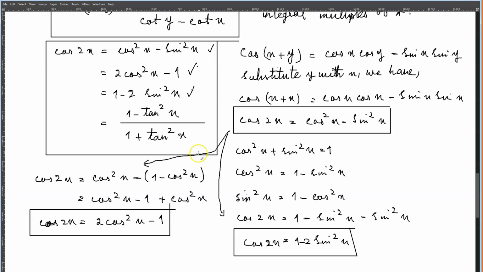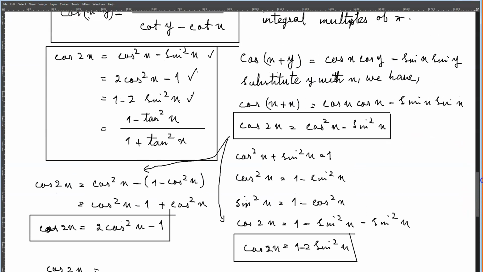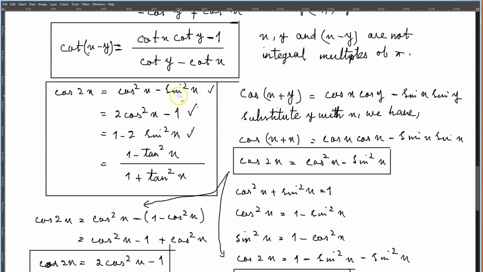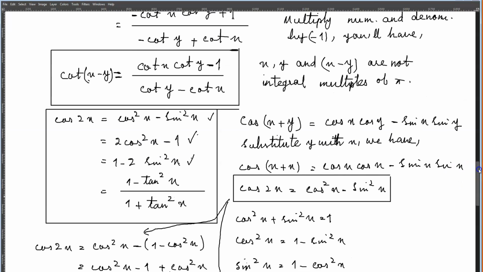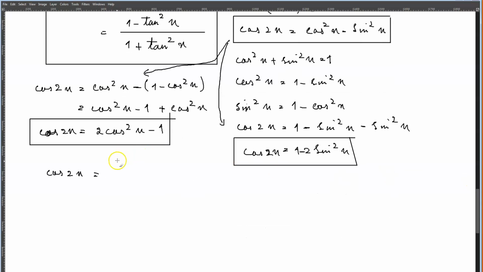To prove this one, 1 minus tan squared x over 1 plus tan squared x, you have cos of 2x. Cos of 2x, we said that it's equal to cos squared x minus sin squared x. We already proved this somewhere over here. Cos squared x minus sin squared x, right?